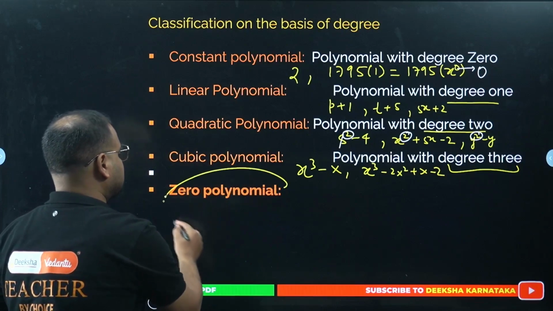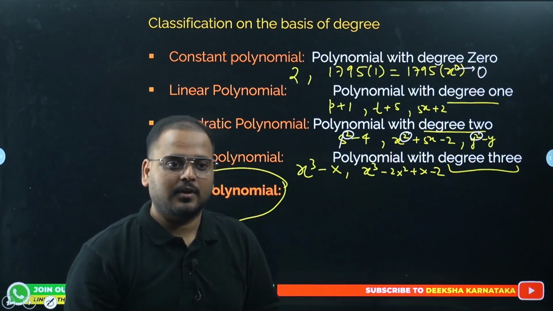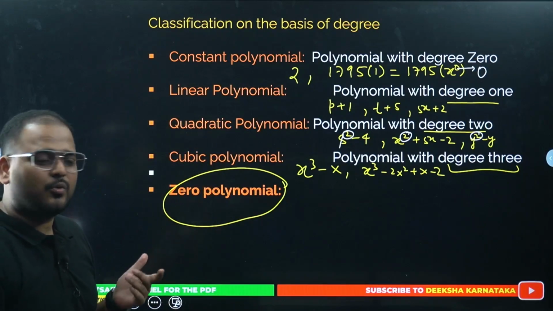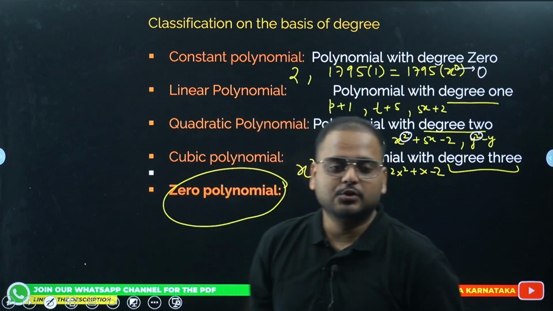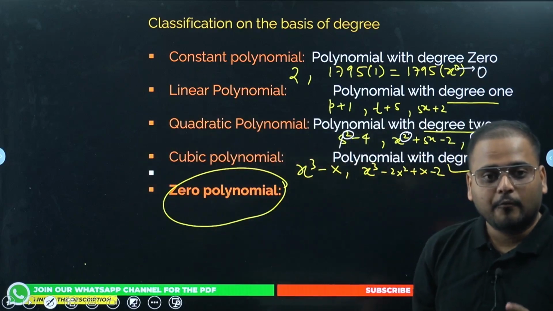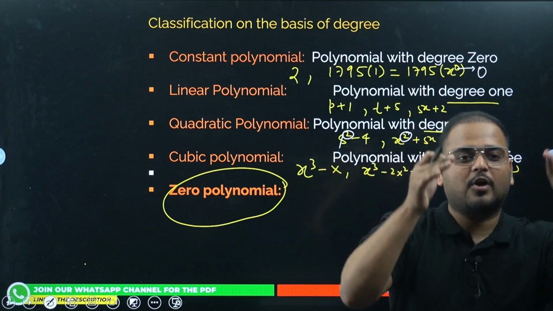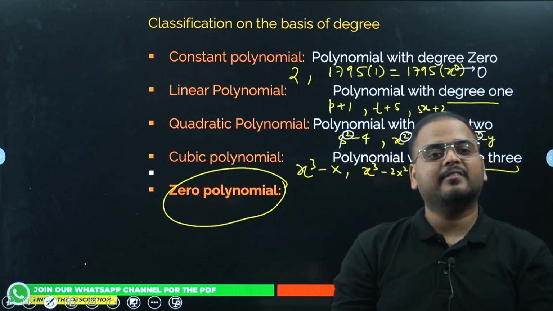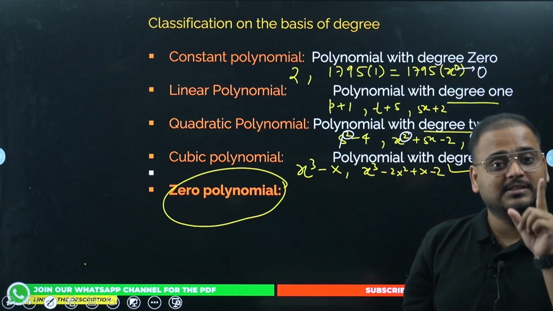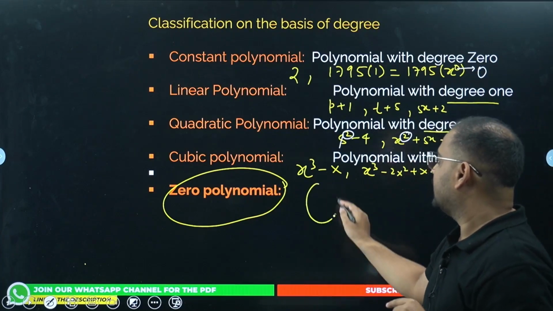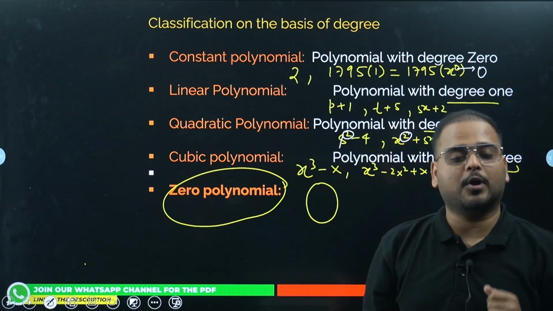Now this big brother, 0 polynomial, looks insignificant. What is 0 polynomial? A 0 polynomial is a polynomial which has only one term. It is not a group of polynomials. For a constant polynomial, I can write 2, I can write 5, I can write any number. But for 0 polynomial, I have only one single, which is big 0. So 0 is called the 0 polynomial.